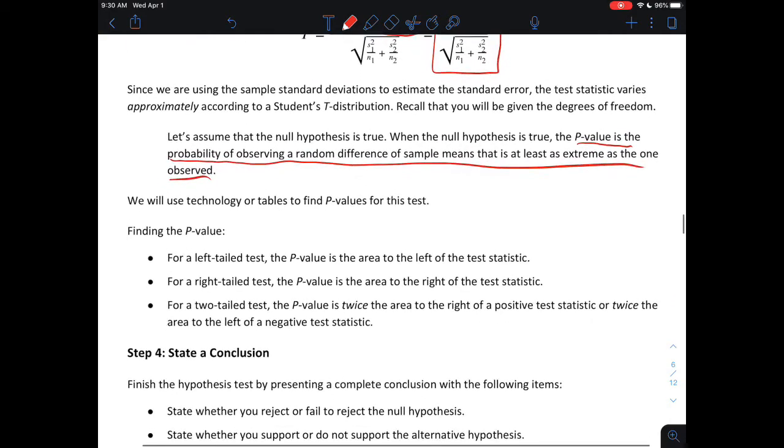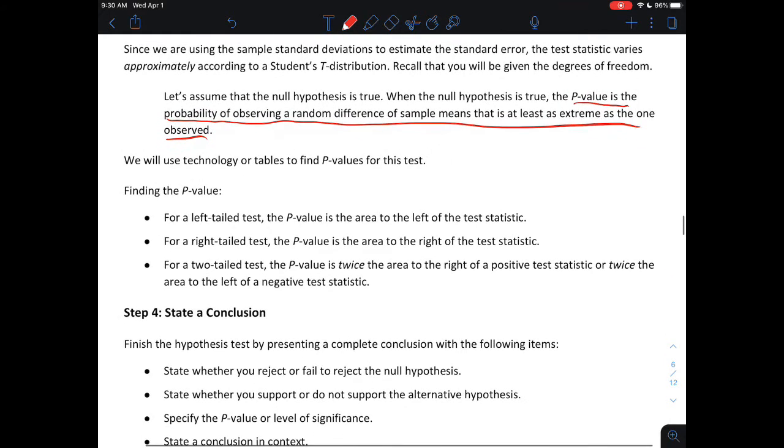Finding the p-value. For a left-tailed test, the p-value is the area to the left of the test statistic. For a right-tailed test, the p-value is the area to the right of the test statistic. And then for a two-tailed test, the p-value is twice the area to the right of a positive test statistic, or it is twice the area to the left of a negative test statistic. This is all review right here.